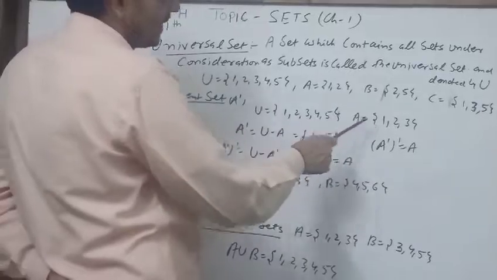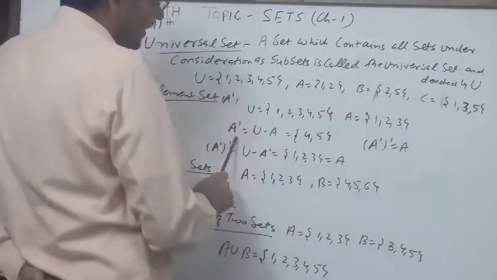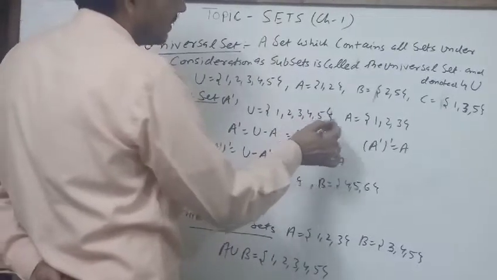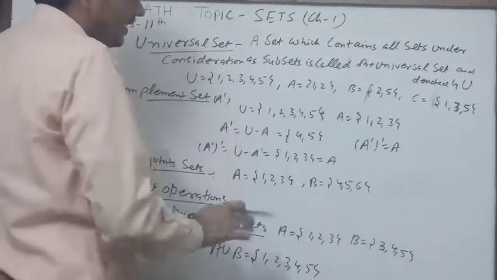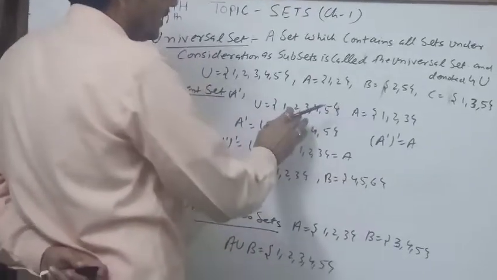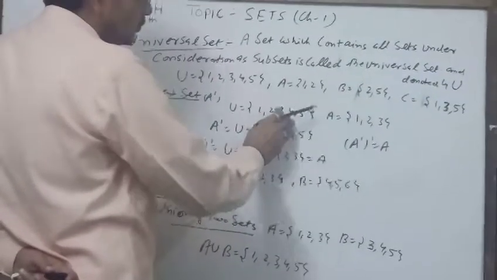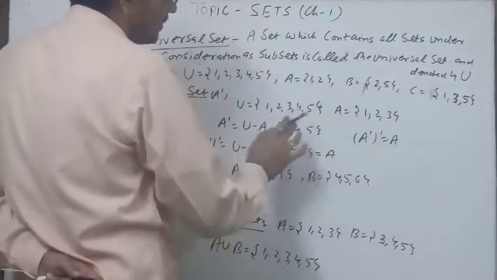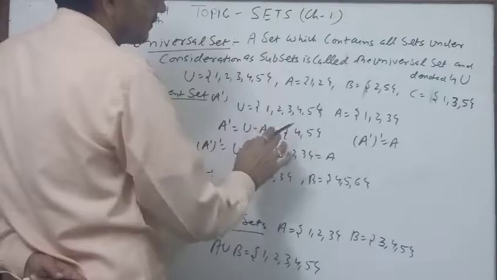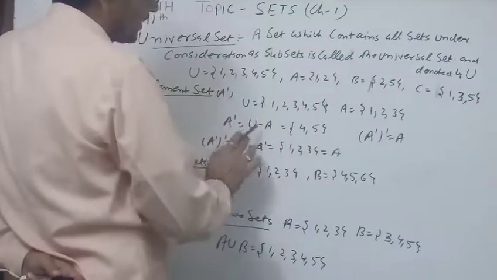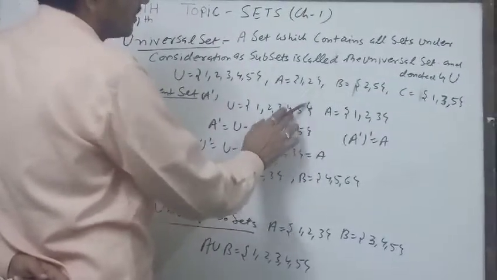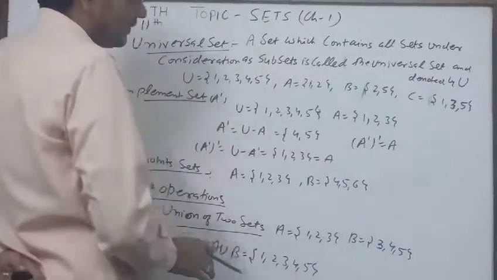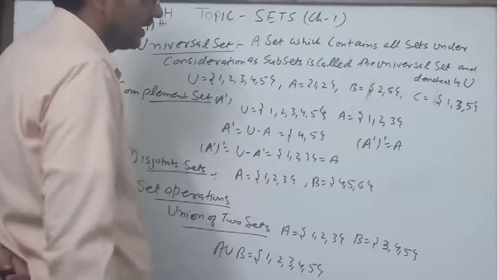A dash is called the complement, right? U is the universal set and A is the set 1 2 3. A dash means those elements which are in U but do not belong to A. A contains 1 2 3 and U contains 1 2 3 4 5. Then A dash is 4 and 5. These two elements 4 and 5 are not contained in A. This is the complement, right?